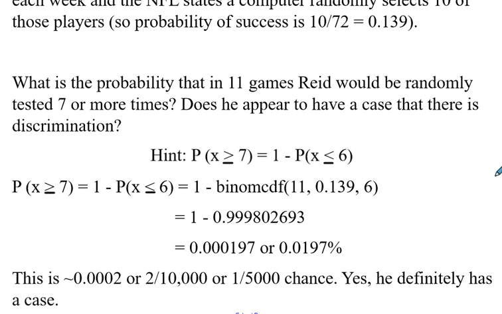So this is what you should have found. You should have found 1 minus binomial CDF for 11 weeks, 13.9% chance of success, 6 or less times that he would have been drug tested. If you do 1 minus it, you find the answer is 0.000197, or 0.0197%. That's about 2 10,000ths or a 1 in 5,000 chance. So there's only about a 1 in 5,000 chance that he would have actually been tested as many times or more than he was, which means it definitely looks like he has a case of there being discrimination.